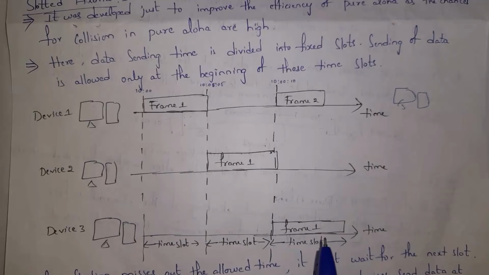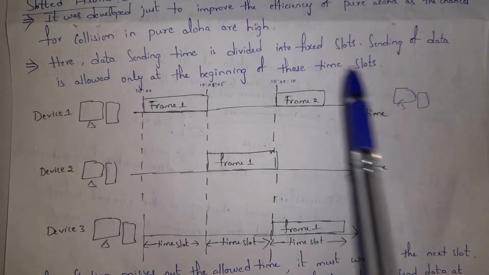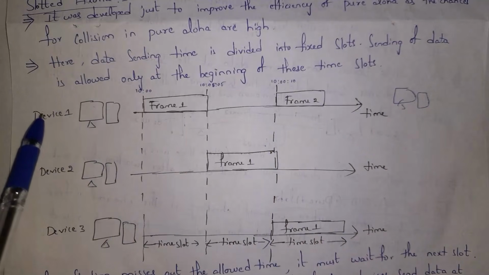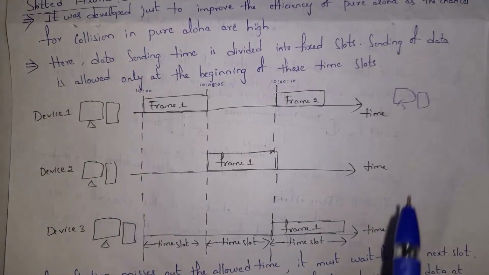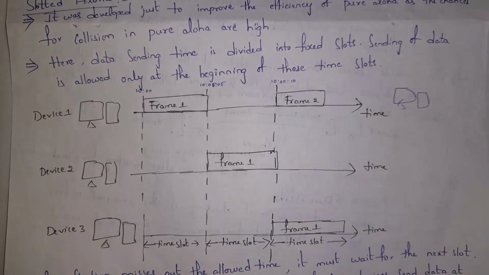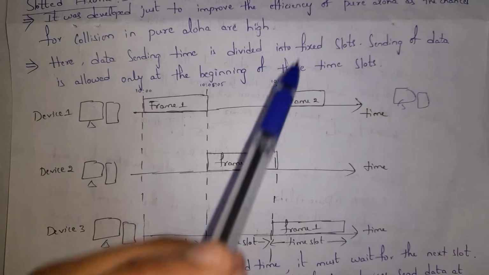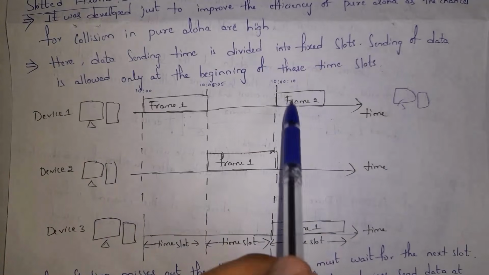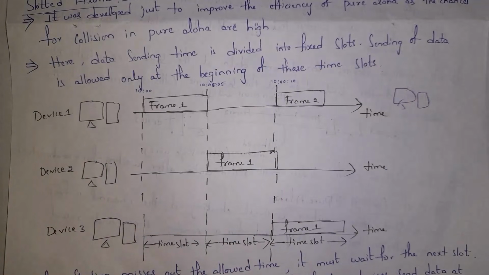For example, if you consider this time slot, both device 1 and device 3 are sending frames at a time. As both computers are sending frames at the same time, collision will occur. So this frame will be lost and this frame will be lost. So again, after waiting some random time, the devices need to resend the data. So even in slotted Aloha, collision will occur.